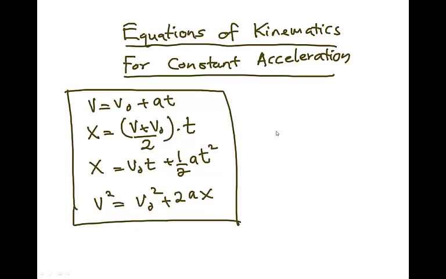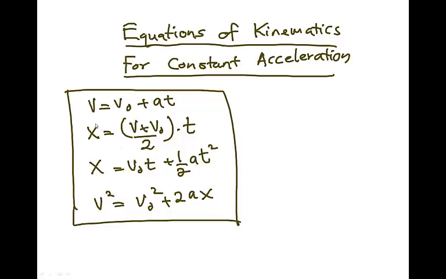When solving problems, we use 4 equations. We call them equations of kinematics. When deriving these equations, we assume that the acceleration is constant, so we call them equations of kinematics for constant acceleration. The first equation is v equals v naught plus at. v is the final speed, v naught is the initial speed, a is the acceleration, t is time.